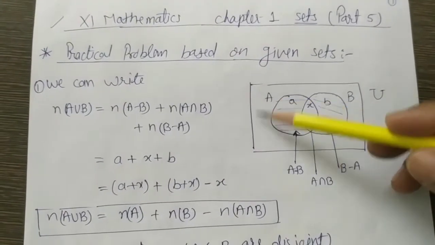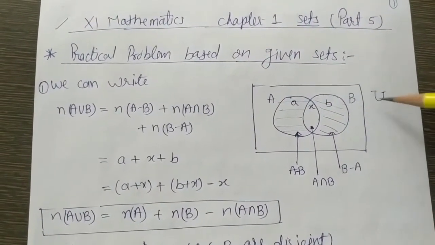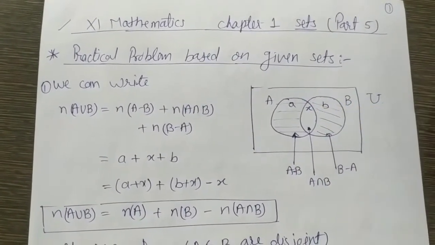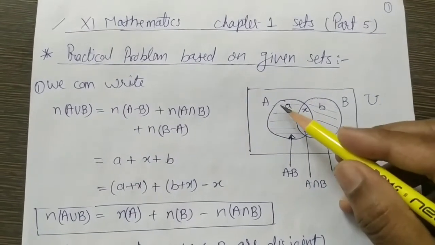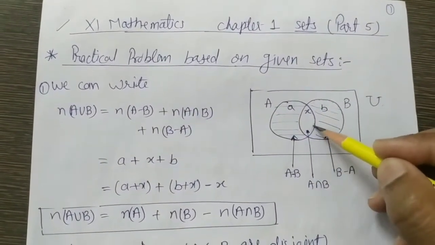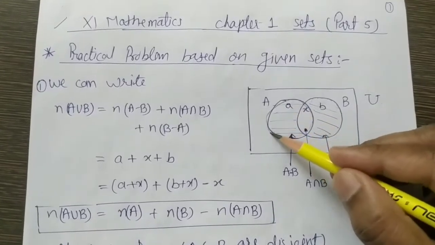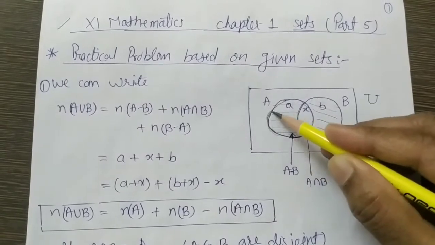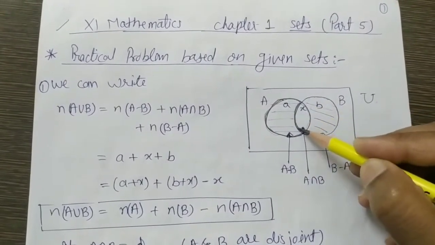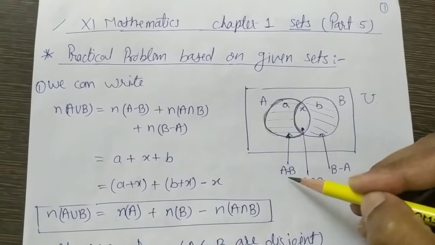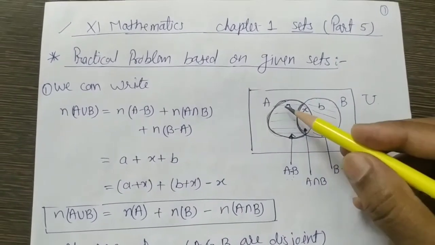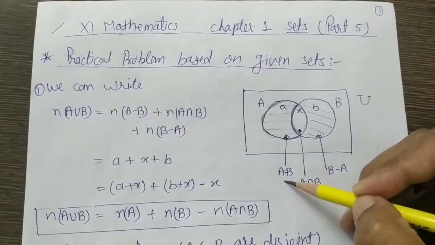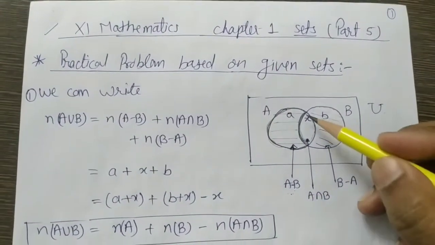Now look at this Venn diagram. This rectangle is showing universal set. Circles are showing set A and B. Now this is complete set A. This complete circle is set A. This shaded part is showing set A minus B. We have taken complete A and removed the B. That's why this is A minus B.